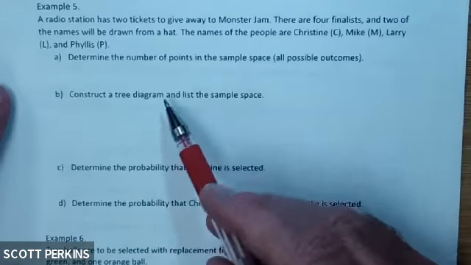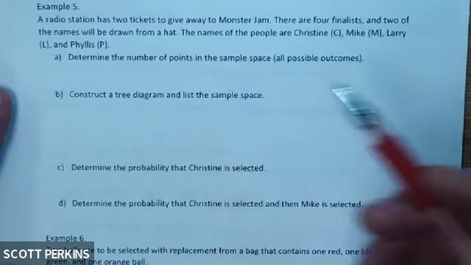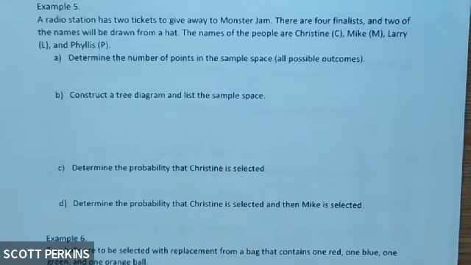So when I draw two names out of the hat for these Monster Jam tickets, whoever's name I draw out first, am I putting their name back in the hat? No, they can't win twice. Okay, so no one's winning twice. So this is a without replacement problem.